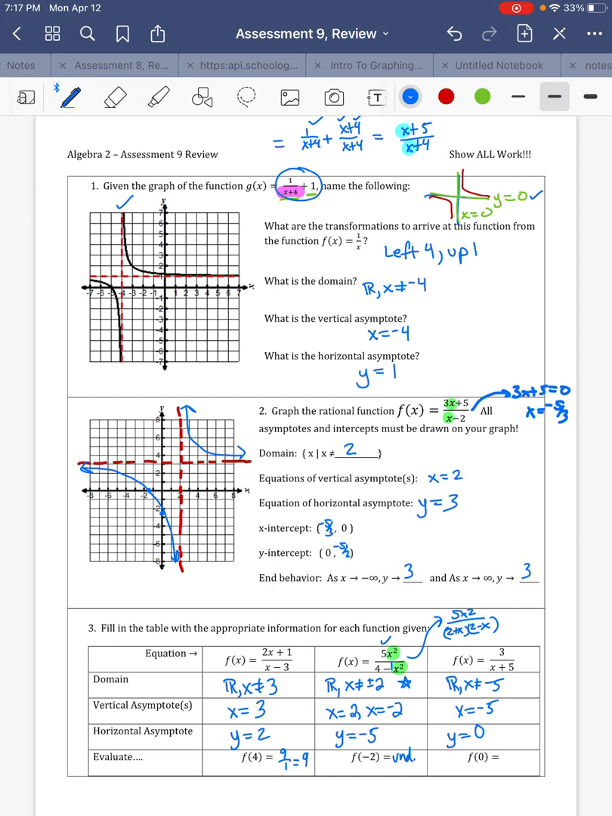All right, so when I plug in 0 for x right here, I'm going to have 3 over 5. That's my answer. All right, let's see.